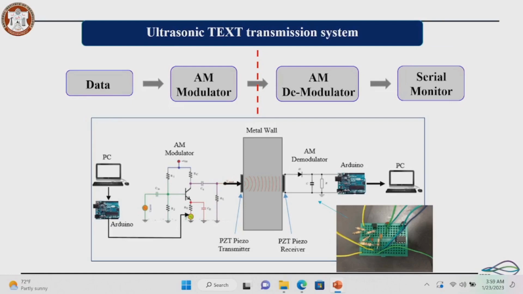Then we went through text, and for the text we used off-the-shelf components. There was a text generator, like an Arduino, transferring the data, an AM modulator using a transistor-based circuit, and again we went through the metal wall. What is common between both sides is the piezo crystals. Piezo crystal was on this side and that side also. Another thing when working with the piezo is the frequency range we are choosing.